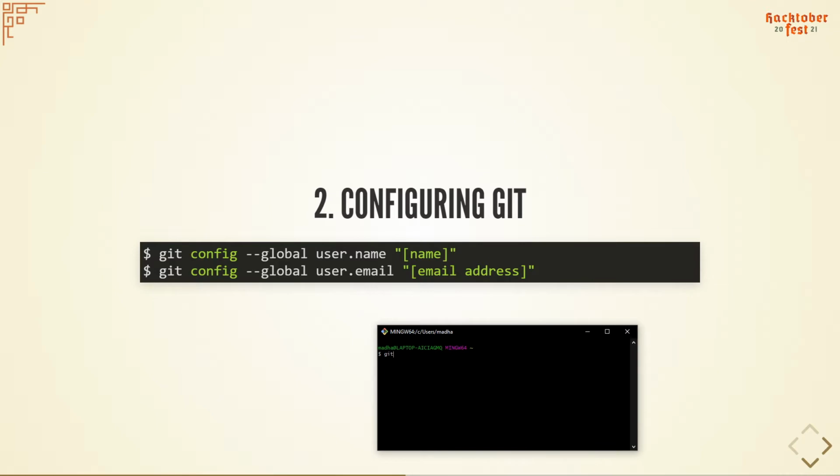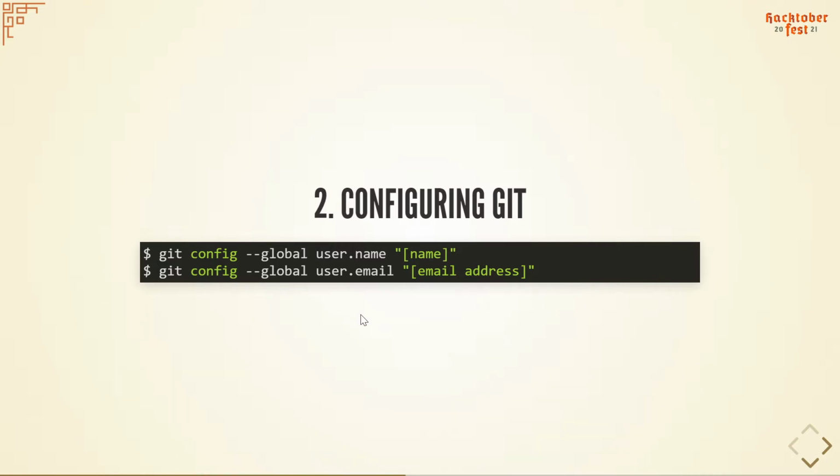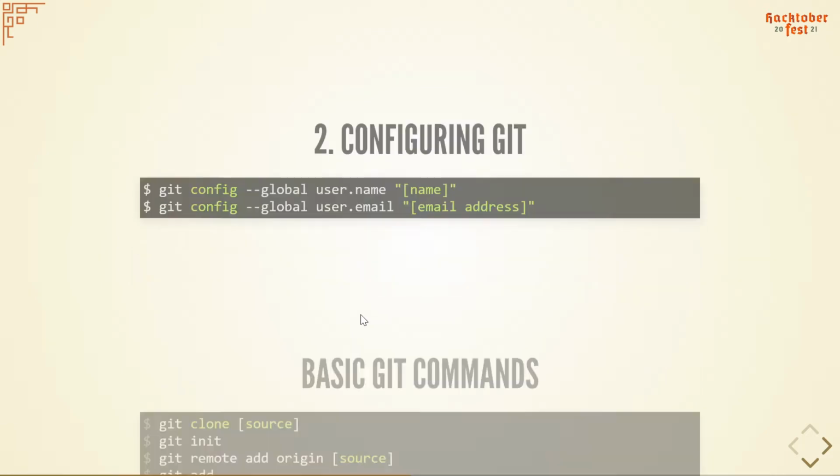So I'm going to add my name as git config --global user.name, and I'm going to mention my name as Madhav Behel. Perfect. And then git config --global user.email, and I'm going to mention it as theleanprogrammer@gmail.com. So we are done here. Perfect. So the second step is also done.